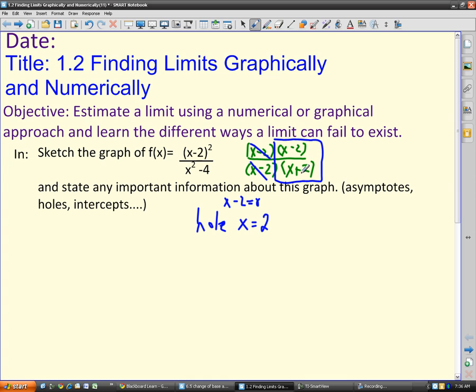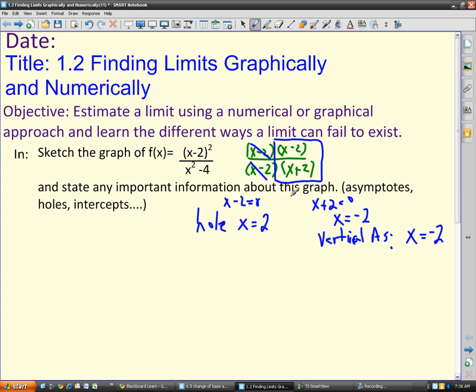So you'll notice that on the bottom, if I set x plus 2 equal to 0, then I end up with x equals negative 2, and that means if I put negative 2 in for x into this function, the bottom becomes 0 and it doesn't exist. So that means we have a vertical asymptote there, at x equals negative 2.